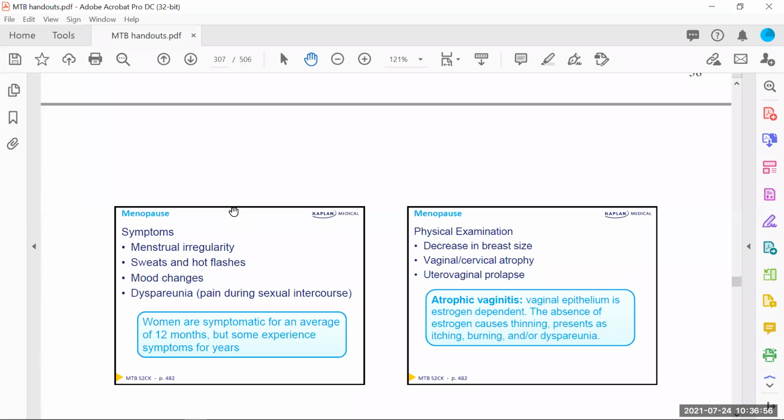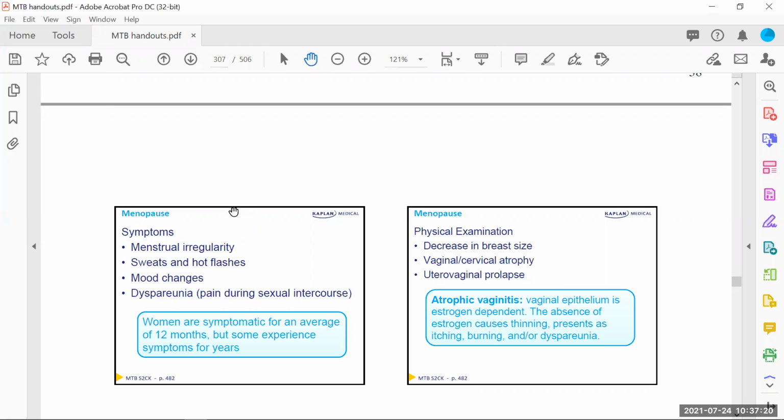So what is atrophic vaginitis? It's a very common term. Vaginal epithelium is estrogen dependent. So once there is no estrogen, because menopause has already occurred, the absence of estrogen causes thinning, presenting as itching, burning, or dyspareunia. For atrophic vaginitis, always look for the age of the patient, because it mostly occurs after menopause. So age must be above 51 years.